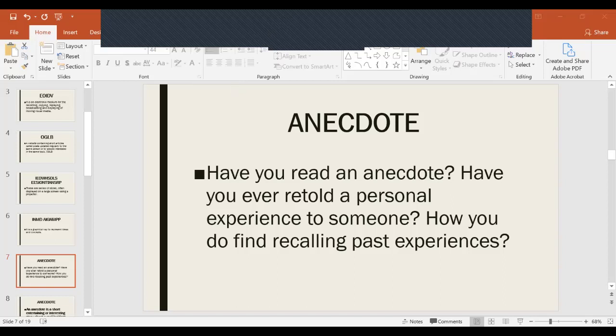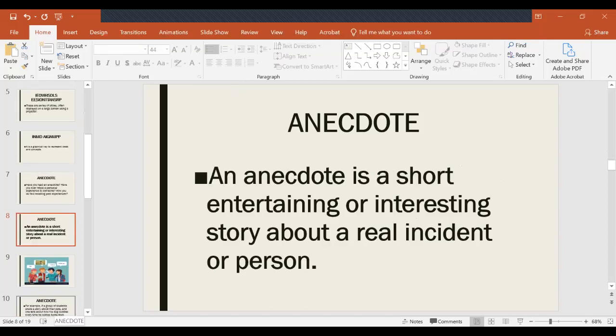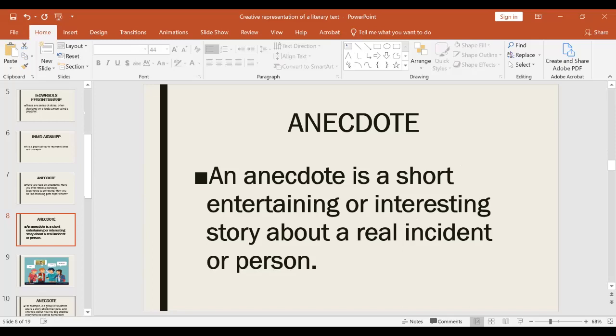Okay, so an anecdote is a short, entertaining, or interesting story about a real incident. Okay, so tignan natin yung mga words na important dyan. Sabi niya, it is a short, entertaining, or interesting story. So basically, when we are telling a story to someone, say our friend, our sibling, our parents, or people we do not know, and you are telling about a real incident or a real situation about a real person, then definitely that falls under an anecdote.